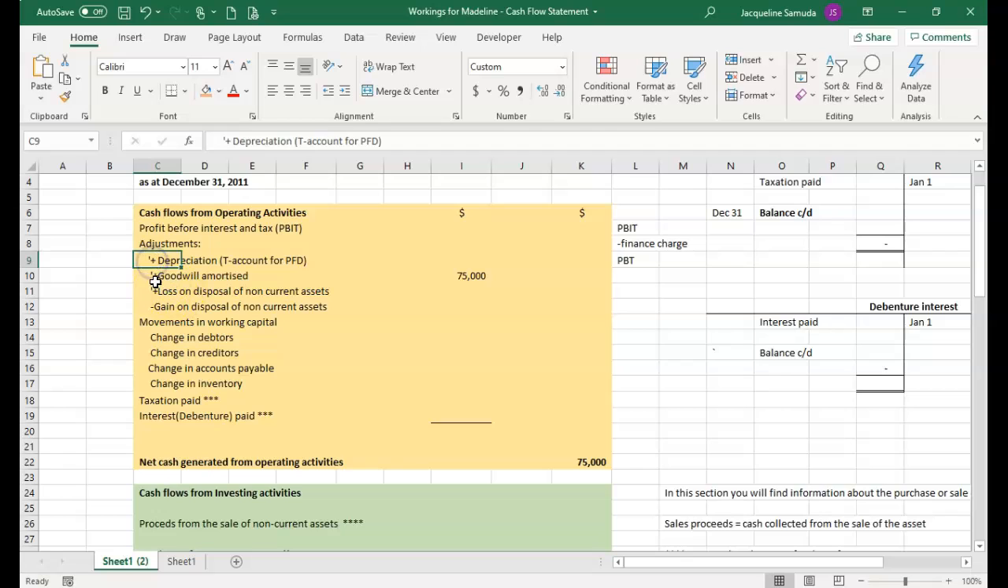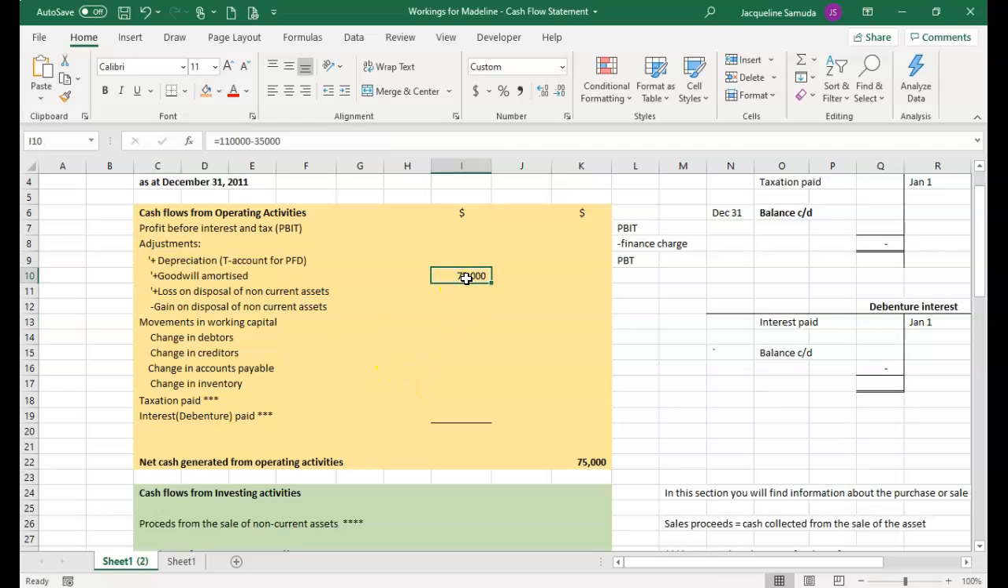Notice I have some little signs to the left. So for these three, we have additions. For this one, we have subtraction. Now let me explain why we add back the goodwill. Because it was initially deducted in the statement of profit or loss to arrive at the profit before interest and tax. So if we're going to move the profit figure as close to cash as possible, we have to deal with those non-cash transactions. And here are my two non-cash transactions: depreciation and goodwill.